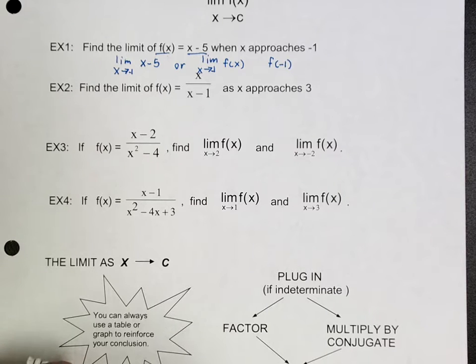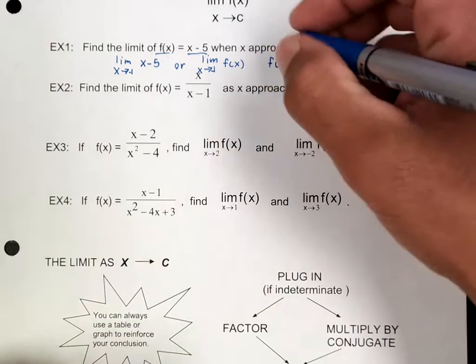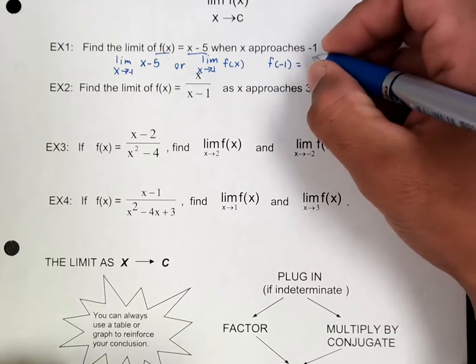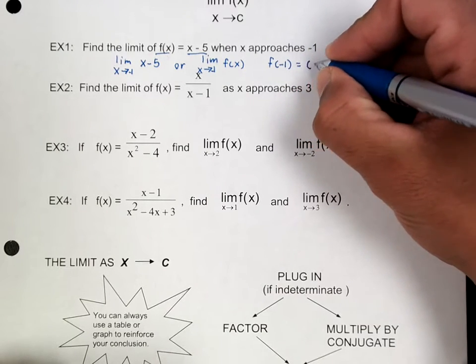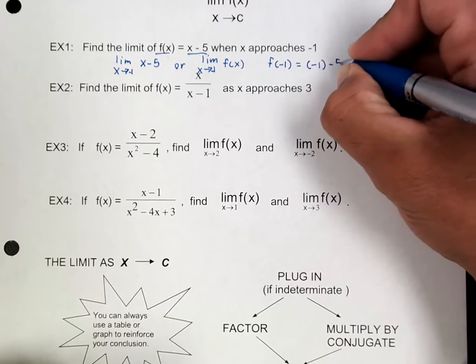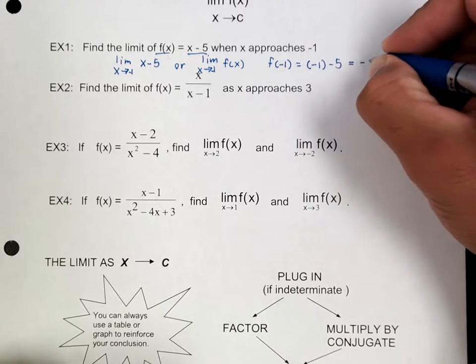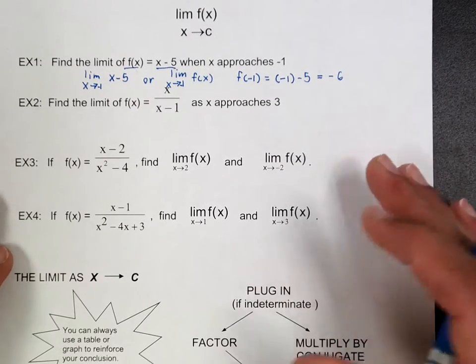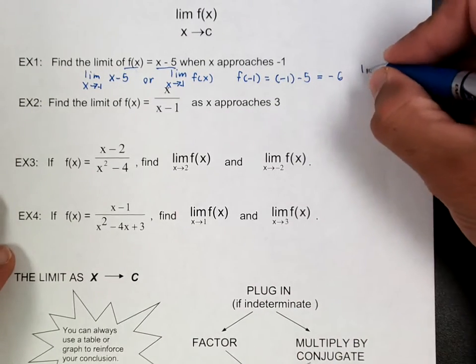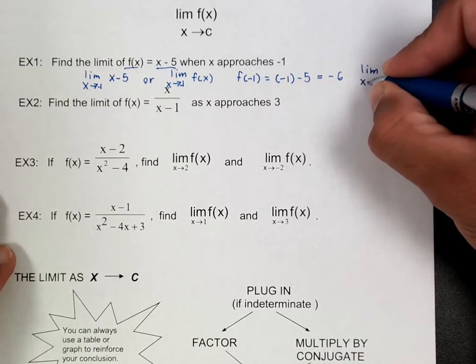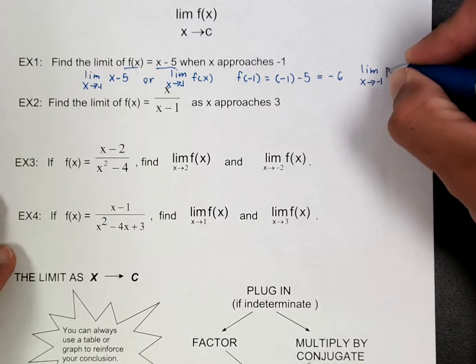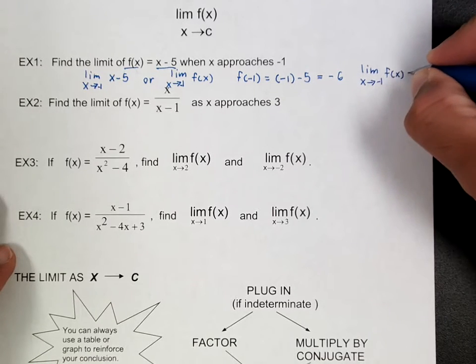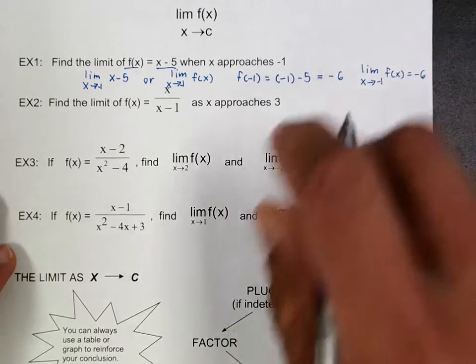So the first thing we can do is to go ahead and find the y value when x is equal to negative 1. In this case, that would be equal to negative 1 minus 5, which would be negative 6. So the limit as x approaches negative 1 of f of x is equal to negative 6. That would be the answer for that.